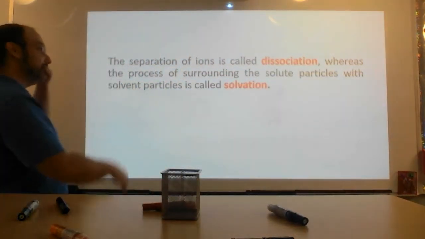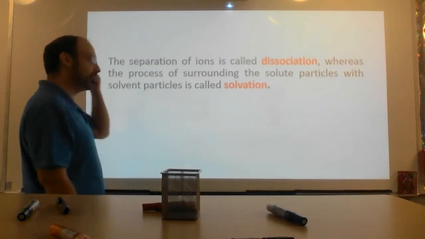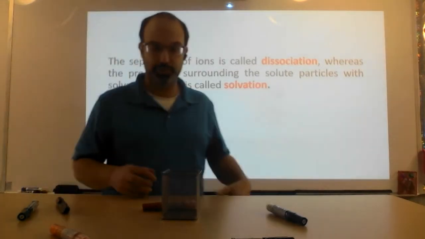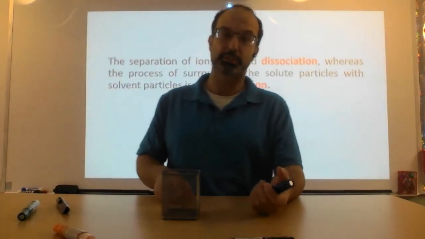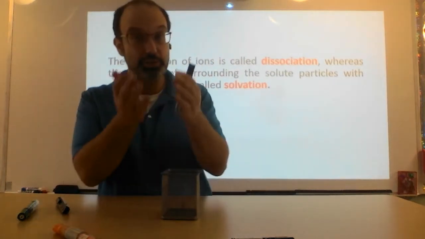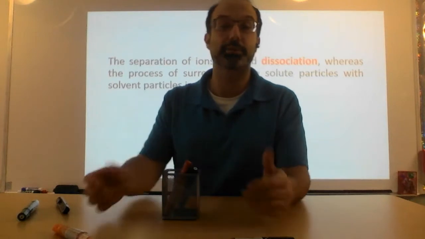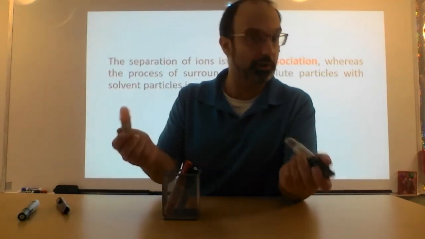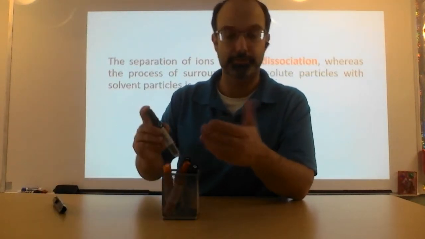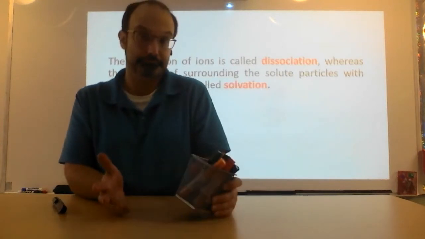The process of surrounding the solute particles with solvent particles is called solvation. So we dissociate the particles in order to separate them from the original solid, in this case because it's sodium chloride, and then we surround them with solvent, water in this case, and that is solvation. Make sense? I hope so.